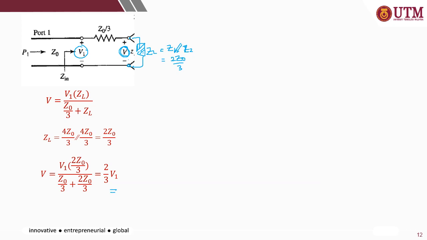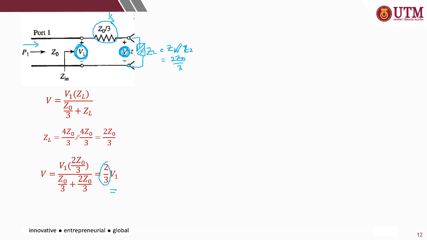If you look at the input, the total power in is supposedly 100%. However, the voltage delivered at this point is only 2/3 of V1. V1 is the total voltage at the input point, so the total received at this point is only 2/3. It is not 3 over 3. It's only 2/3, meaning that 1/3 of the power is lost.